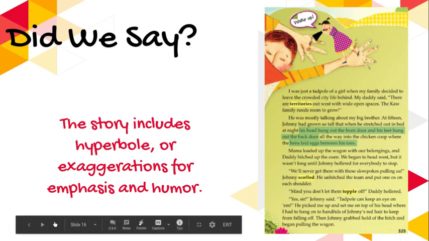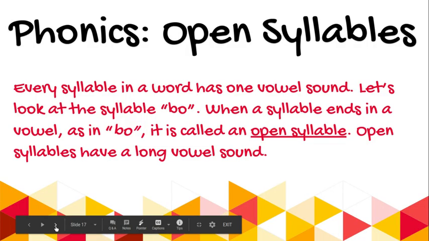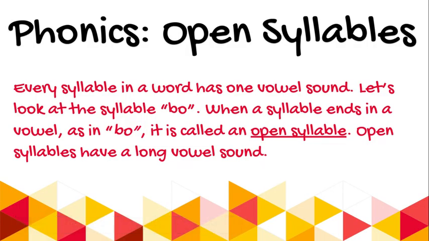All right, now we're going to move on to the phonics section of this lesson. This section is all about open syllables within a word. Every syllable in a word has one vowel sound. The word can have lots of syllables, but every little syllable has to have one vowel sound.